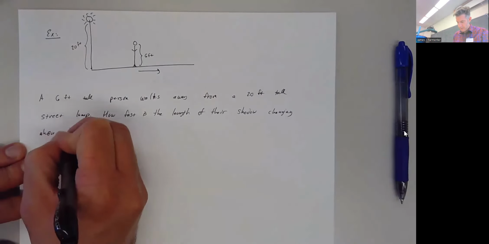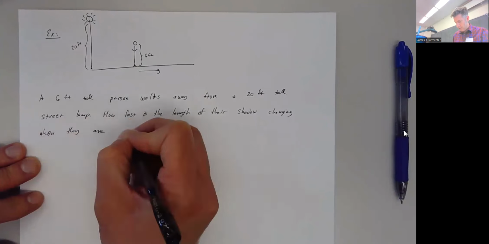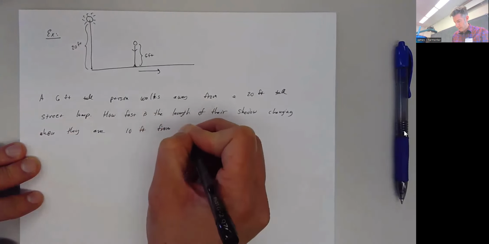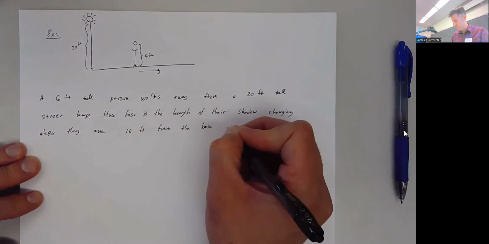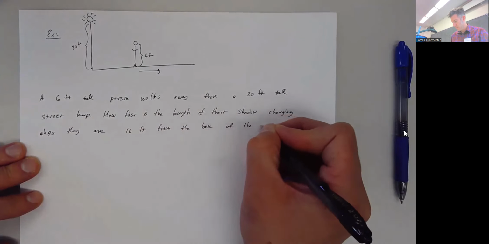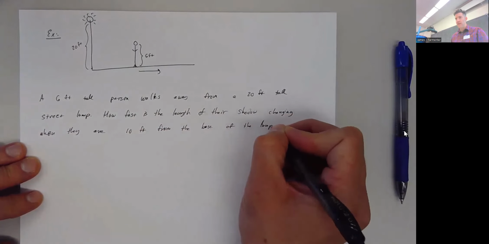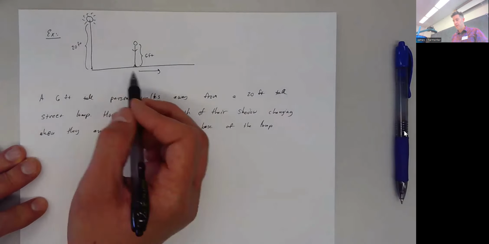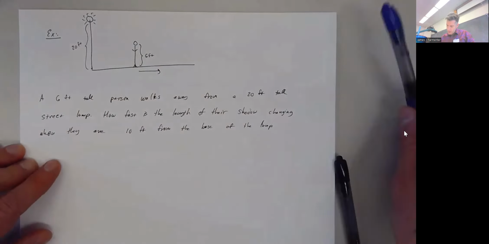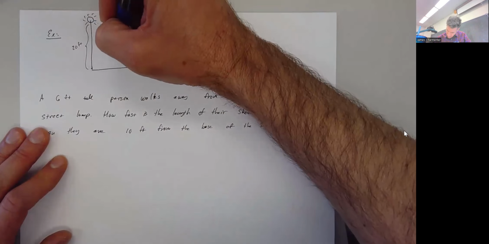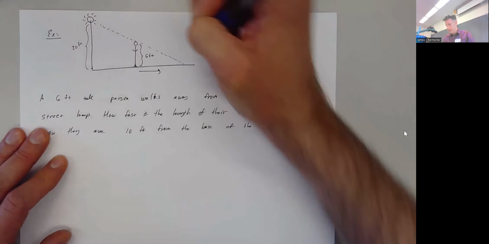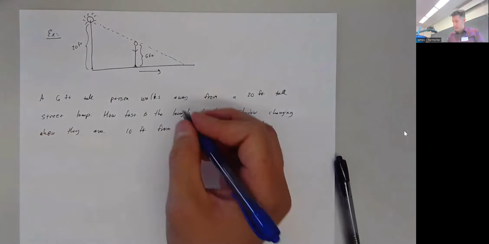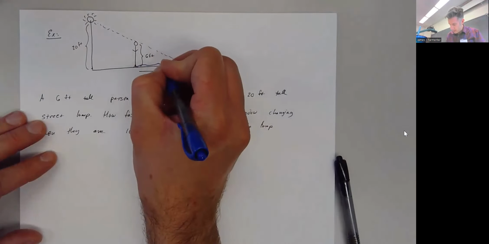When they are 10 feet from the base of the street lamp. Meaning their feet are 10 feet away from the bottom of this lamp, like we're measuring that 10 feet there. Okay, let's draw the shadow. It's going to look like that. And we're asking how long the shadow is cast onto the ground. So we're asking how long is this part right here.